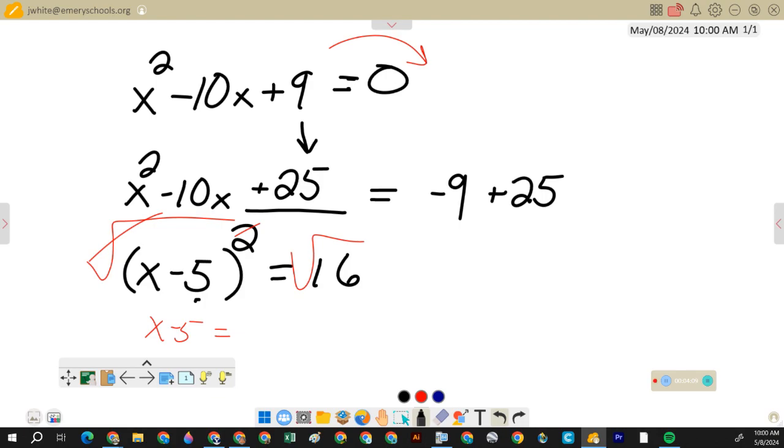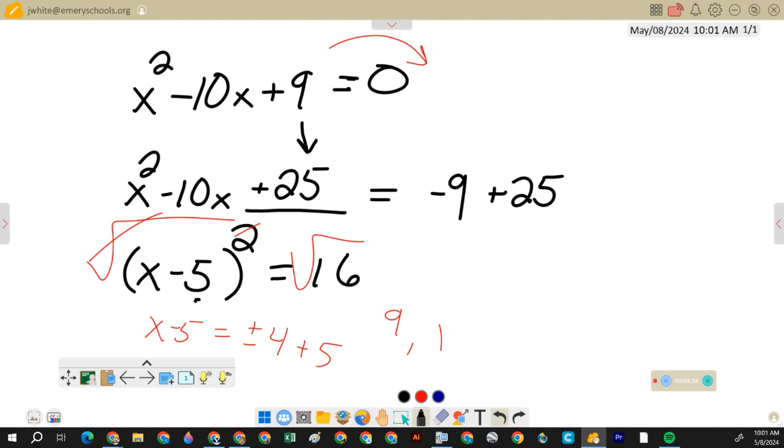Not 4. Kind of 4. It's a 4, but it's also negative 4, right? Anytime you square root, you have to put plus or minus 4. Now we add 5, and you can't just say plus or minus 9. It doesn't work that way. 4 plus 5 is 9, and negative 4 plus 5 is 1.